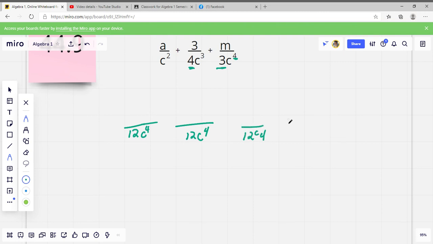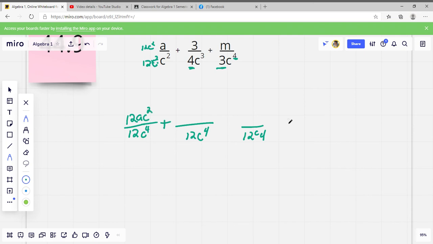Okay, so for this one, I had to multiply it times 12, and I had to multiply it times 2 more c's. c squared times c squared would make c to the 4th. So whatever I do on the bottom, I have to do the top, 12c squared. So I'm going to have 12ac squared.